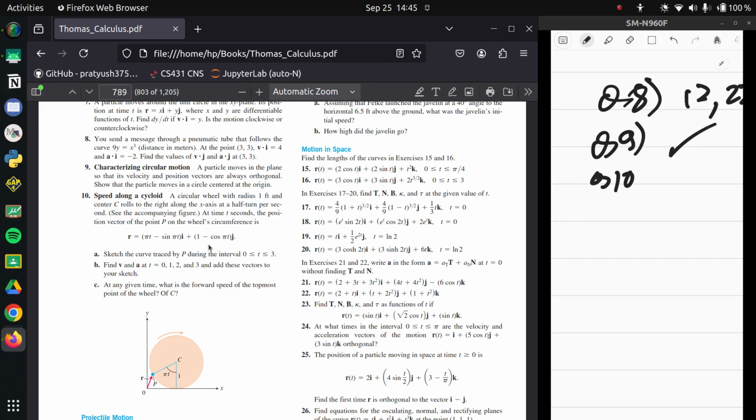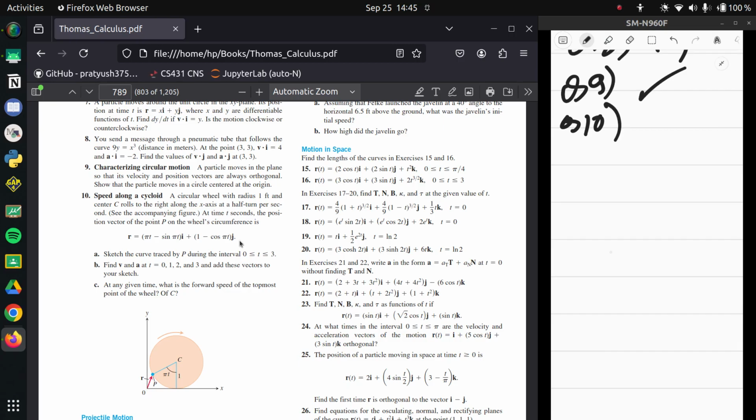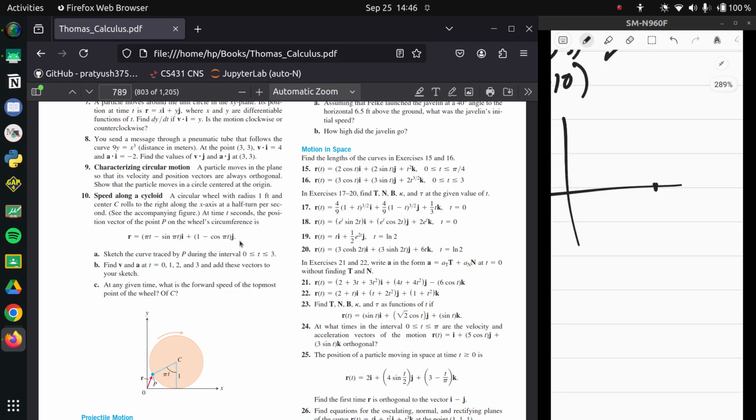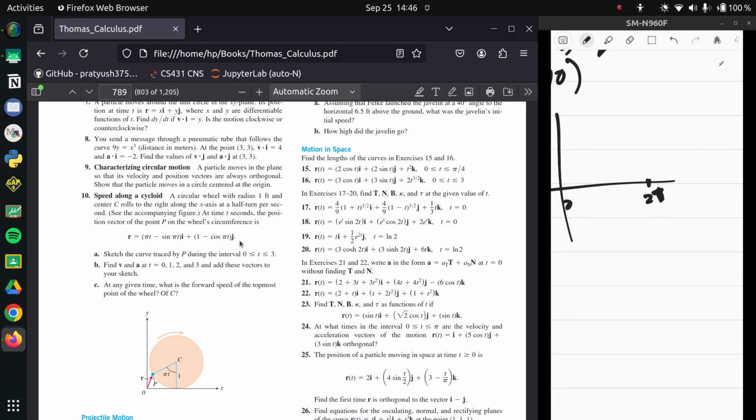Sketch the curve traced by P during, come on, I don't want to. Basically till 3 pi, right? Oof, this is not going good. At t equal to 2 pi you will hit the bottom again. But fine, just sketch the thing. So this is at 2 pi, this thing at 0. Yeah, that seems about right. So it would have covered this distance.